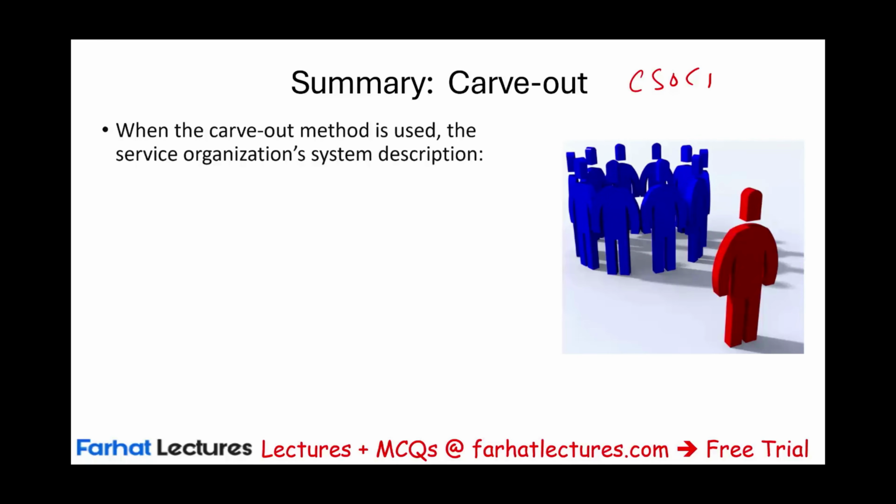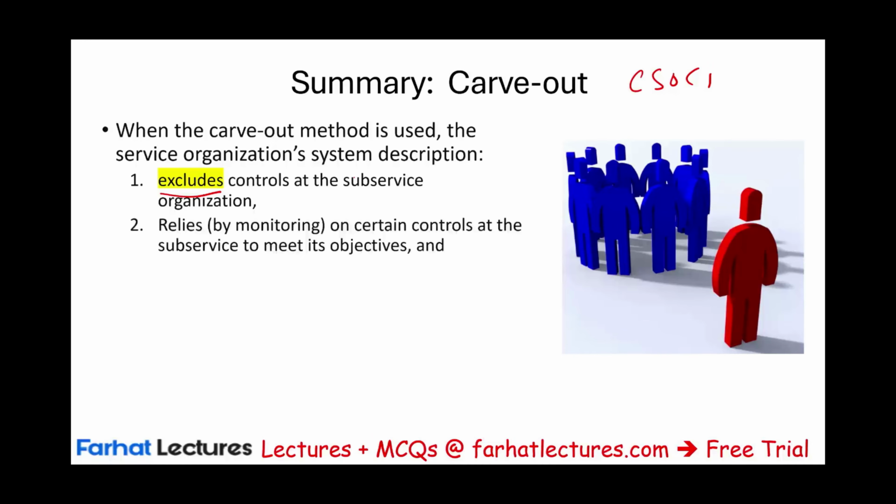When the carve-out method is used, the service organization description does not include controls at the subservice organization. What would the service company do then? They would rely on certain controls at the subservice to meet its objective. Remember, we expect them to be working properly, and the service company would rely on them by monitoring, and the service auditor does not audit the subservice controls. It's outside the scope of the audit. So this is what happens in a carve-out.